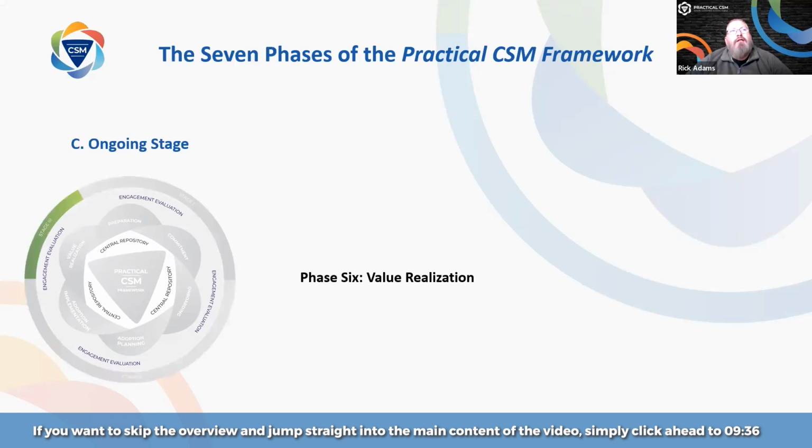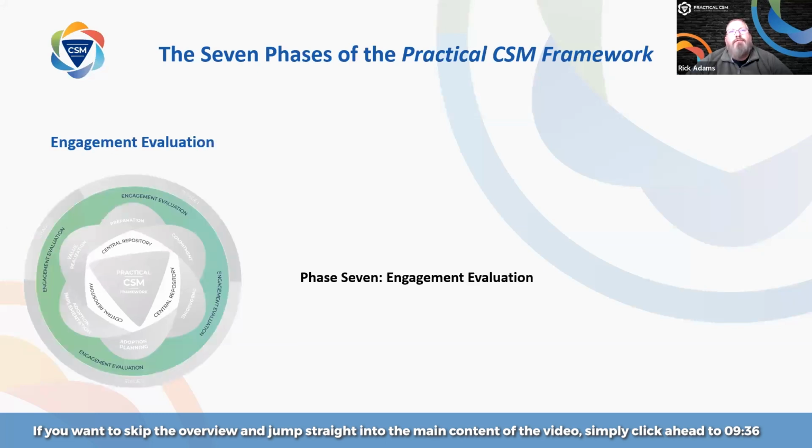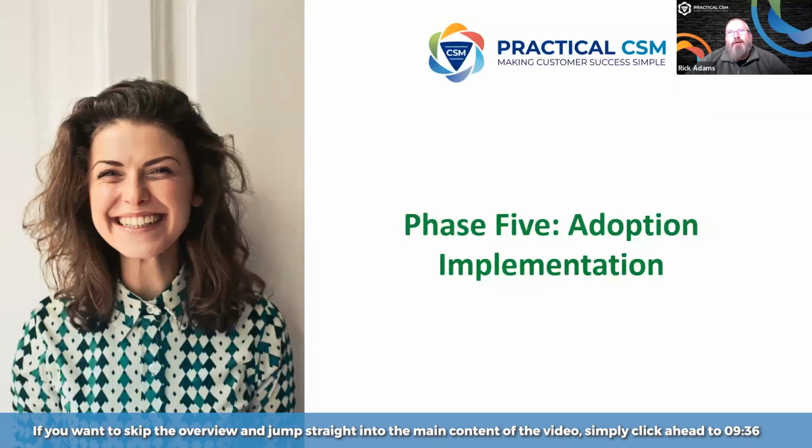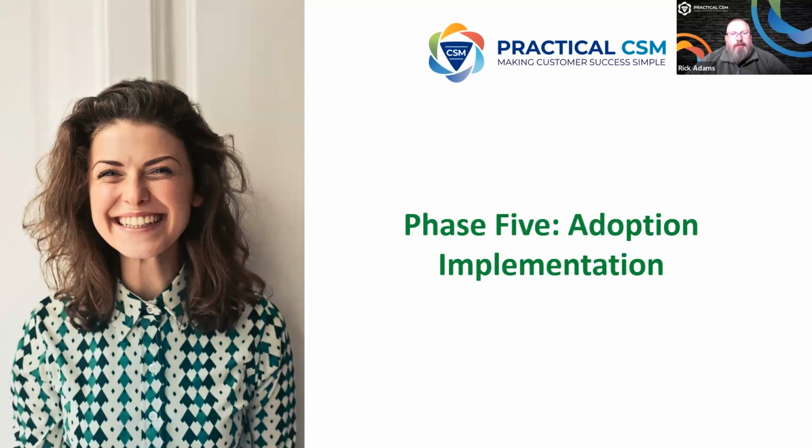And then we'll be moving into the ongoing stage, which is phase 6, value realization. And as we mentioned, phase 7, engagement evaluation, is the final phase. So that's where we are throughout it. We also have the central repository available through all phases, where we store the data and make sure that the data is safe and secure, it is kept up to date, and it is available to everybody who needs it. So there we go. That's what the framework is all about. A very brief summary. Now let's dive into today's work, which is phase 5, adoption implementation.